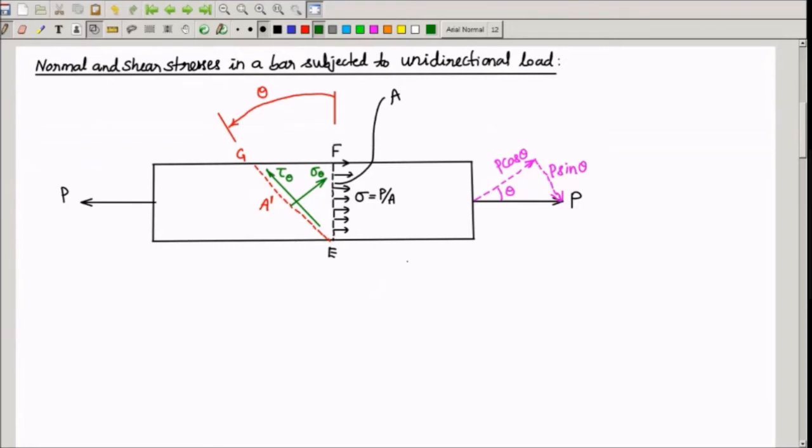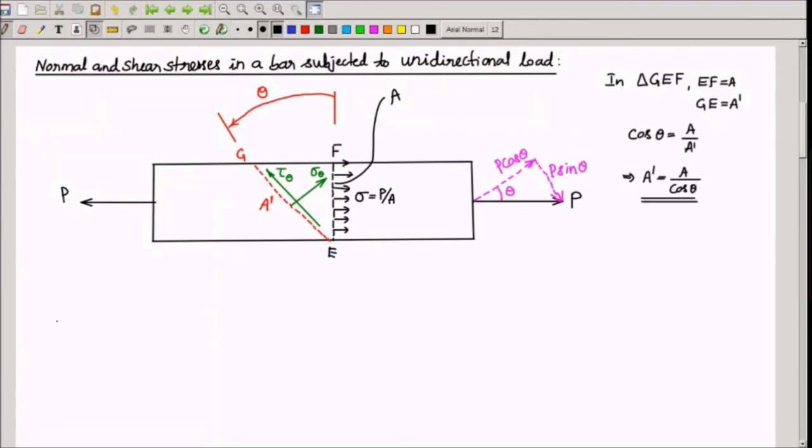Now we will try to find an expression for sigma theta and tau theta in terms of P, A and theta. If you consider the triangle GEF, EF is area A. Let us assume that the bar has unit thickness. But GE area is A dash. Can I relate these two with theta? I can do it. Cos theta is equal to A by A dash. Therefore, A dash is A divided by cos theta.